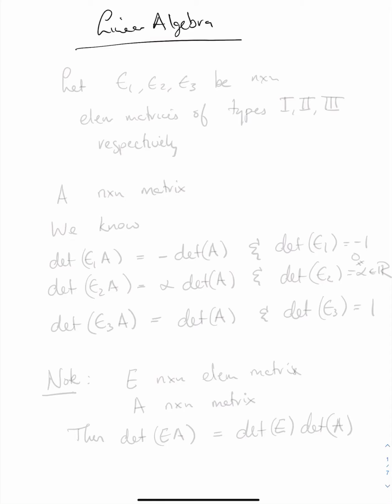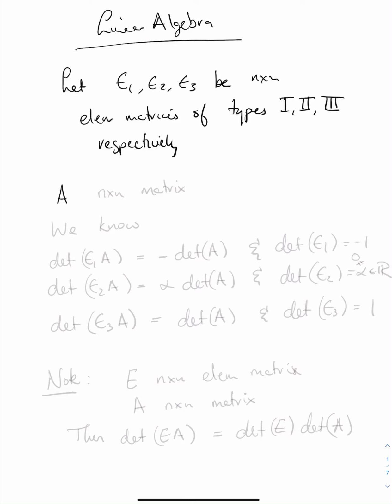We spent the last few videos exploring elementary matrices and their determinants. So let E1, E2, and E3 be n by n elementary matrices of types 1, 2, and 3, respectively. Here's something that we know.